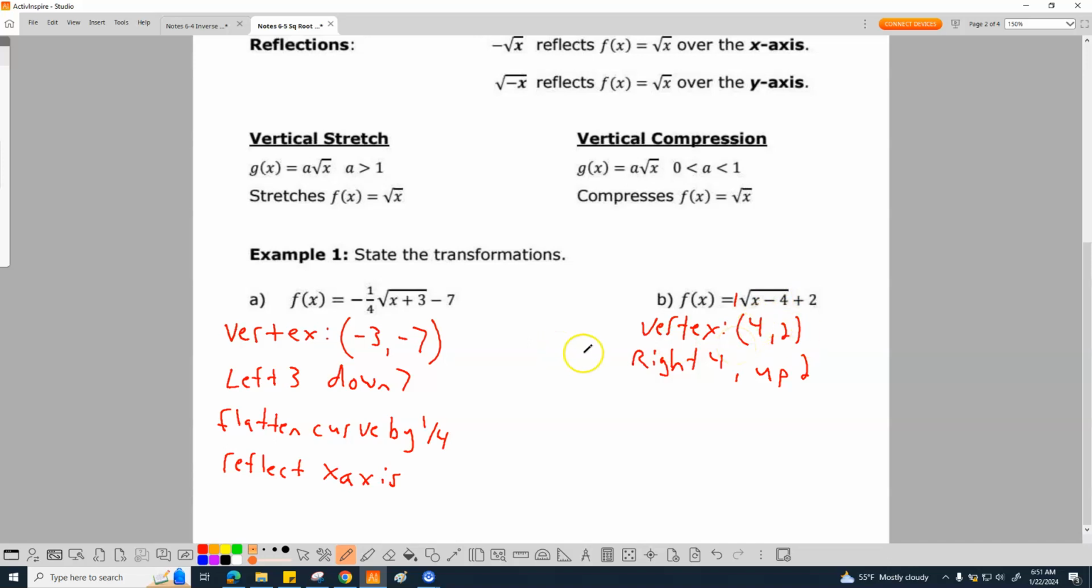So that's basically it for examples A and B. I'm going to upload this video as a separate one. That way they're not too long.